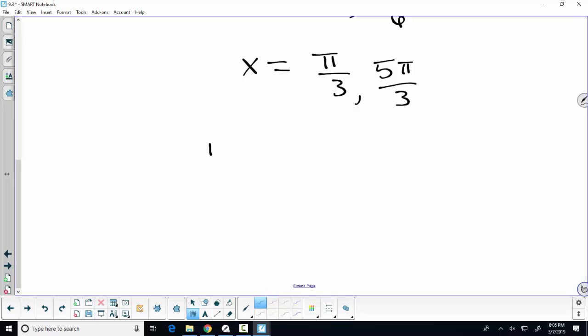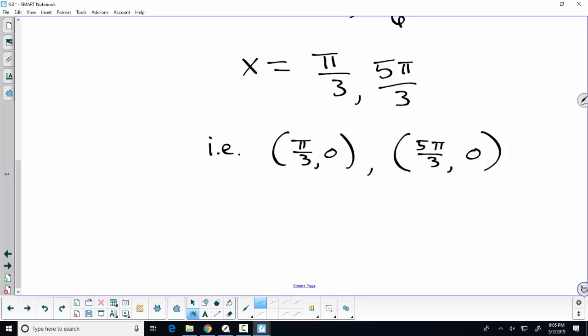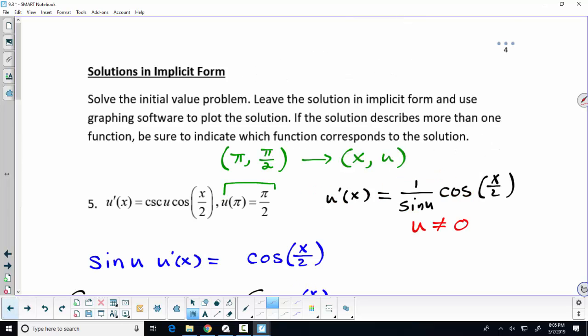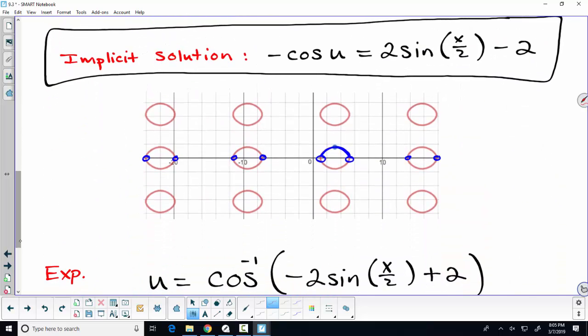Basically that gives us the points: u was 0 when x is pi over 3, and when x is 5 pi over 3, u is 0. Oh, we have to do this on the test? No. So the implicit curve is not defined at those values. And so when we go back to the solution, here's the point pi over 3, 0. And this point right here is 5 pi over 3, 0.